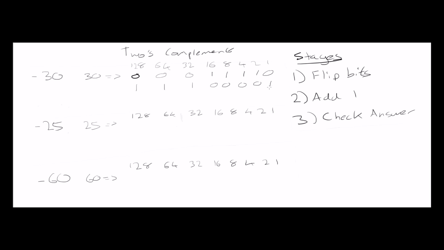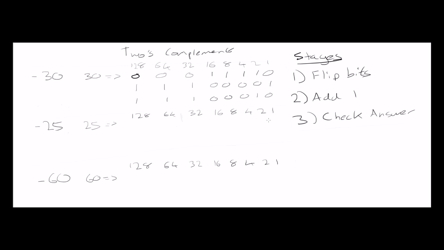So to add 1, I'm going to take away this 1, as I can't just change that to a 1, because that's already a 1. So I'm going to take away that 1 and add 2. So 1, 1, 1, 0, 0, 0, 1, 0.